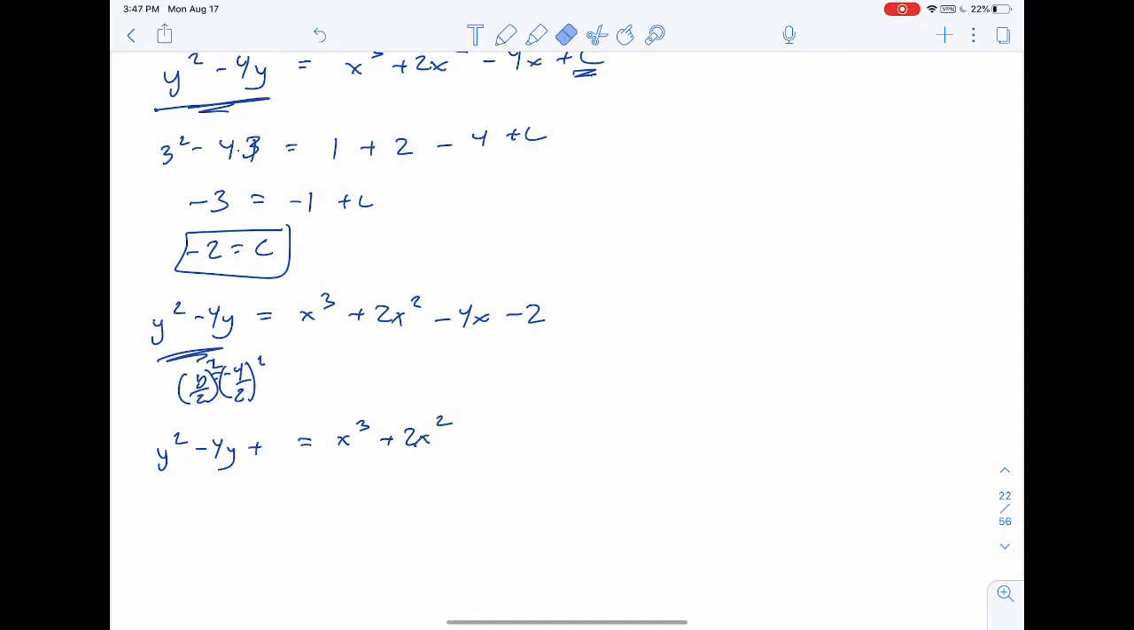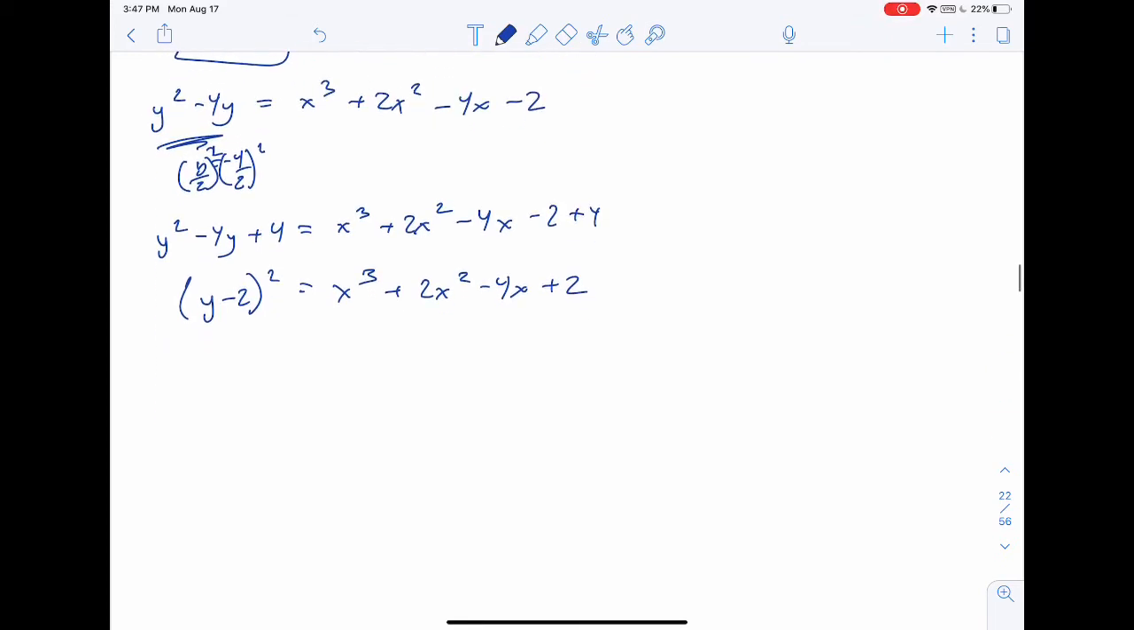Doing math while you're writing on an iPad is difficult. Doing arithmetic. 4, there we go. Minus 4x, and I'm going to add 4 to this side, so minus 2 plus 4. The left-hand side is now y minus 2 squared is equal to x cubed plus 2x squared minus 4x plus 2.